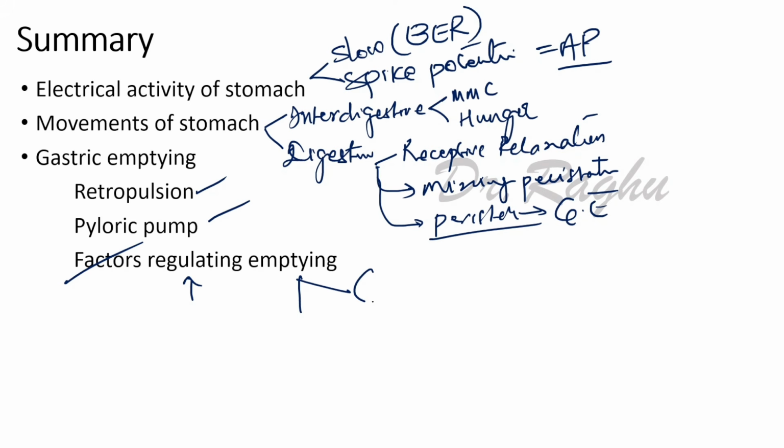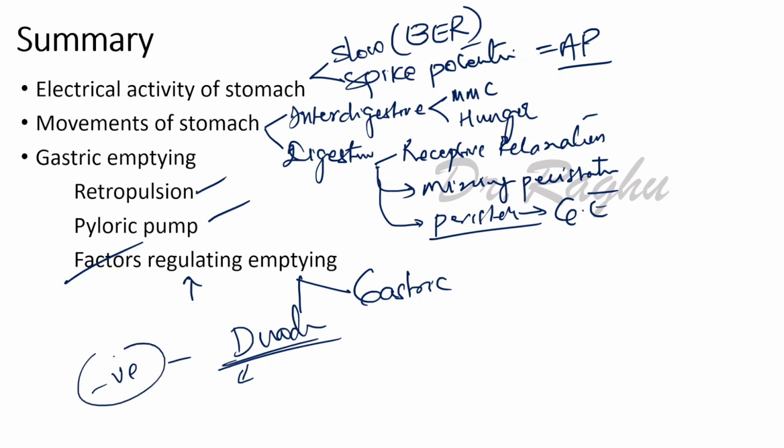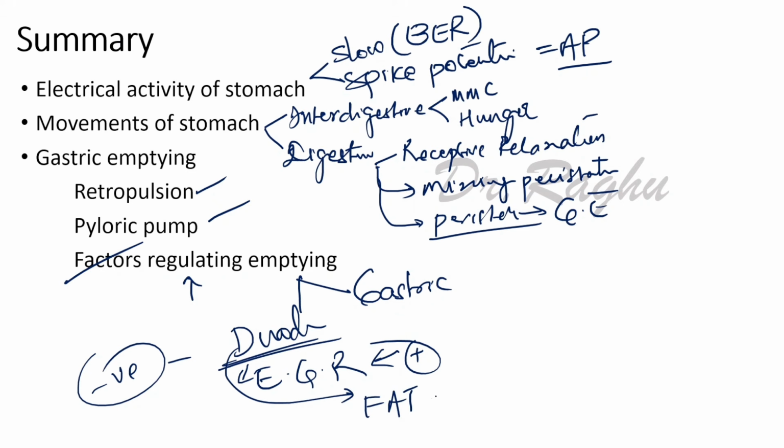Again, here there are two factors. You have the gastric factors and you have the duodenal factors. And the duodenal factors are usually going to inhibit the gastric emptying. We studied one important reflex which is called the enterogastric reflex, and what are the factors which stimulate this enterogastric reflex. And the second thing we studied is whenever more amount of fat enters into the duodenum, this leads to secretion of some hormones, and these hormones are going to again inhibit the gastric emptying.